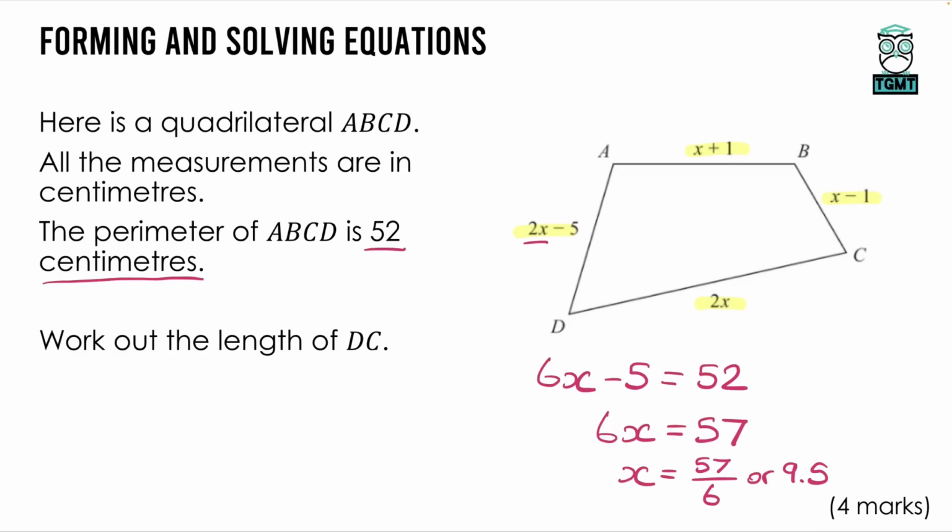Now we could give the answer as a fraction if the question had said find the value of x. But this one here says work out the length of DC. Now D to C is the length here, 2x. So if x is equal to 9.5, well then 2x is equal to 2 times 9.5, and 2 times 9.5 is 19 centimetres. So there we go, that length there is 19 centimetres. And of course we could work out any of the other lengths. We could do the x plus 1, the x minus 1, we'd just use the 9.5 for those as well. But there we go, that is forming and solving an equation with perimeter.